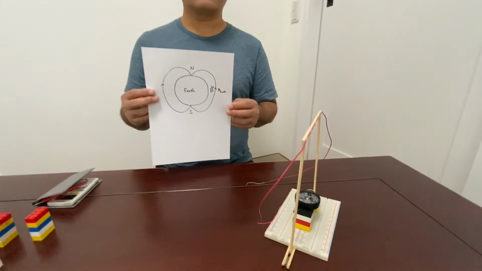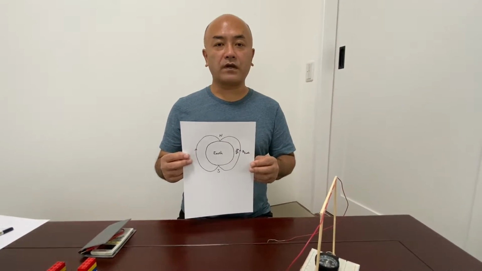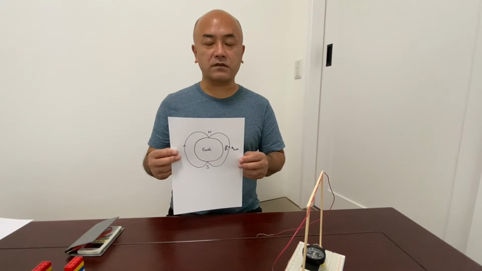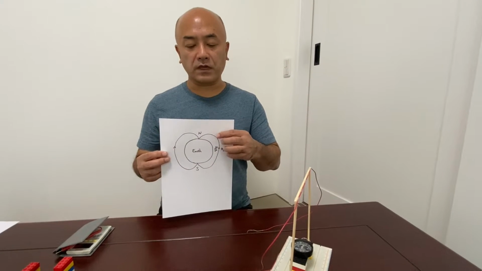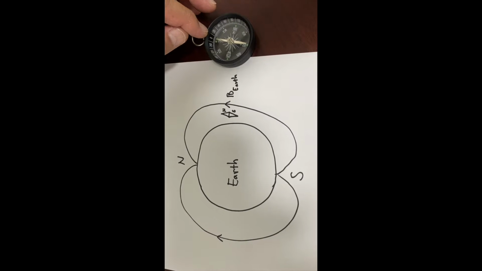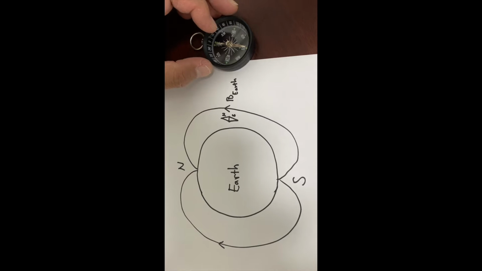Hello everyone. Today I'd like to show how to measure the magnetic field of the Earth. If we place a compass on the surface of the Earth, the north pole of the compass is directed to the north. By using the compass, we could find out the direction of the north. So this is the magnetic field.